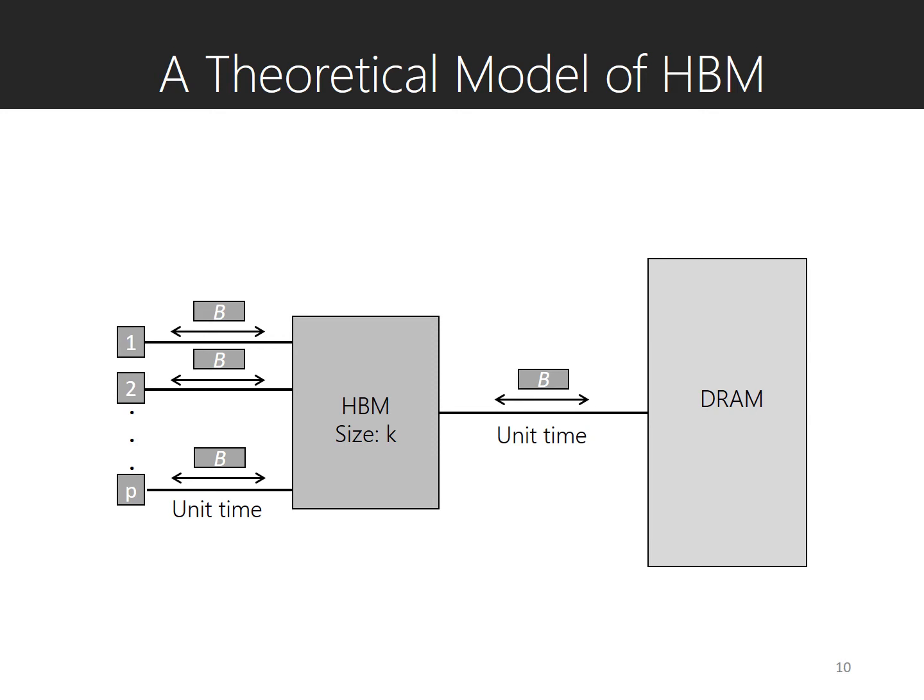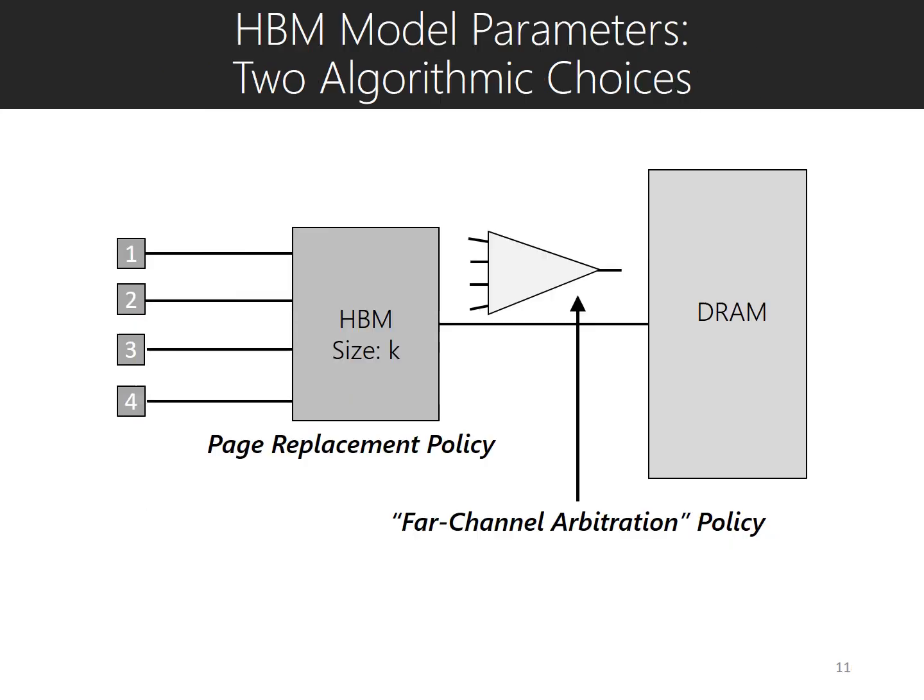The roughly comparable access costs are captured by setting the block transfer cost to 1. That is, it takes one time step to transfer a block from DRAM to HBM and from HBM to the core. In this talk, we use blocks and pages interchangeably. There are two major algorithmic choices in the HBM model. First, the page replacement policy, and second, how the contention for the HBM-DRAM channel is resolved, thus requiring a far channel arbitration policy.